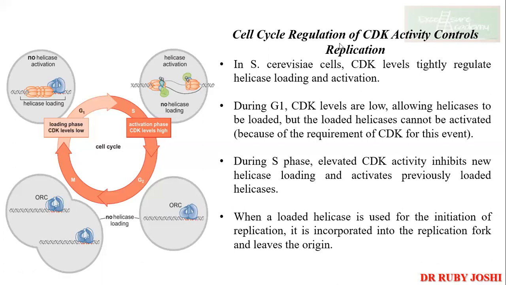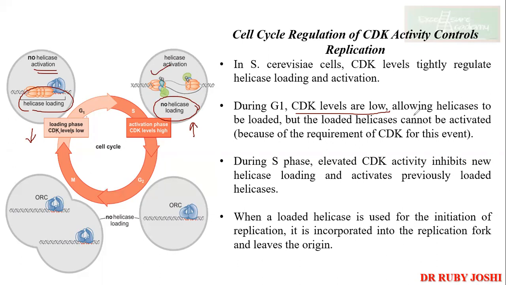Now during G1 phase, the CDK levels are low. You can see it over here. So no helicase activation, only helicase loading is happening in the G1 phase, because CDK levels are less. And what will happen if there is an increase in the CDK level? It is going to phosphorylate your helicase loader, CDC6, CDT1, so there won't be any loading. And of course, this is going to result in the helicase activation.